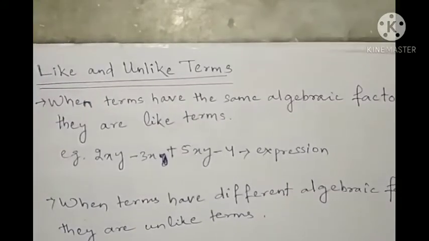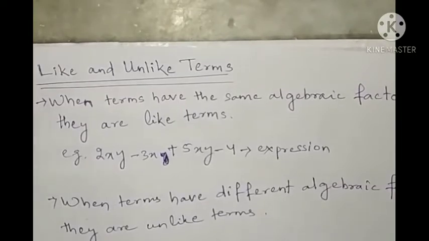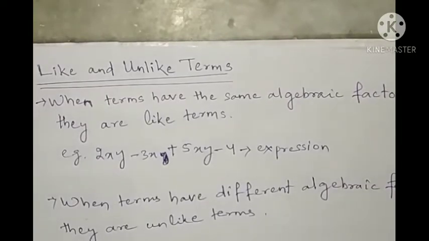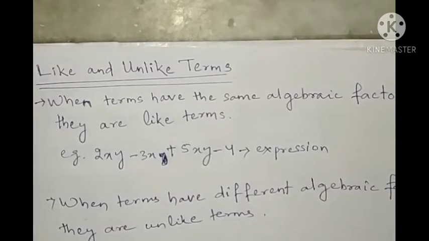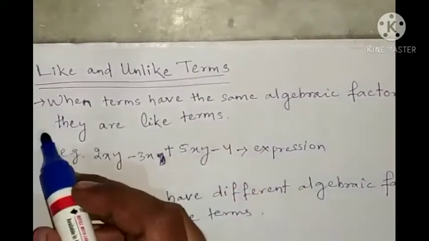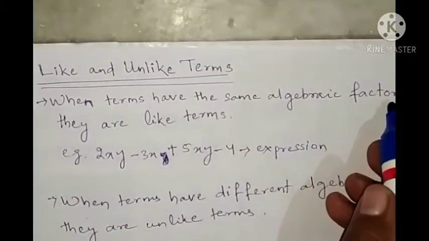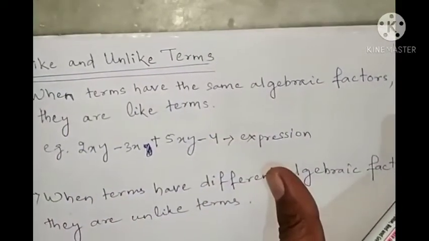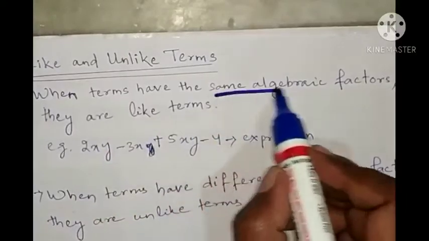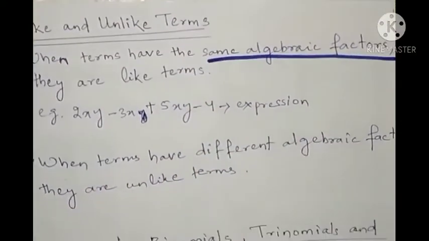Now we'll see like and unlike terms. What terms are like and what terms are unlike? Till now we have studied about terms, what the terms are, and how to find the terms, factors and coefficients. So see, like and unlike terms. When terms have the same algebraic factors, they are like terms. Okay, so when there are the same algebraic factors, look here.